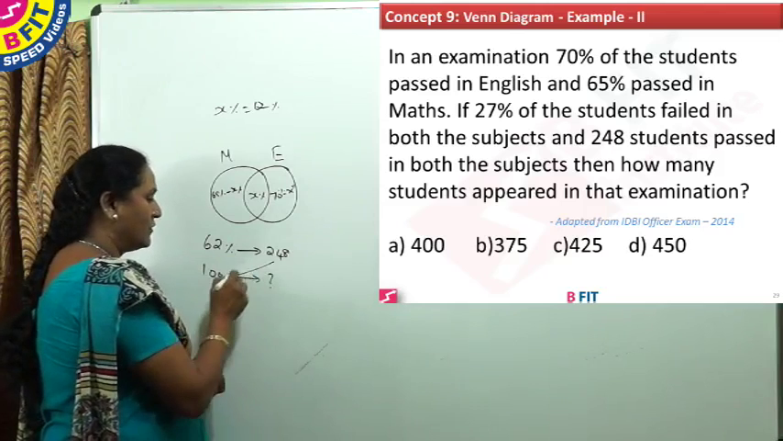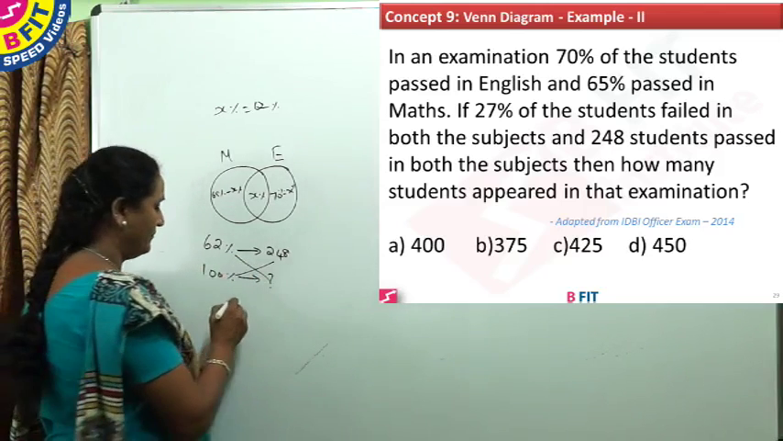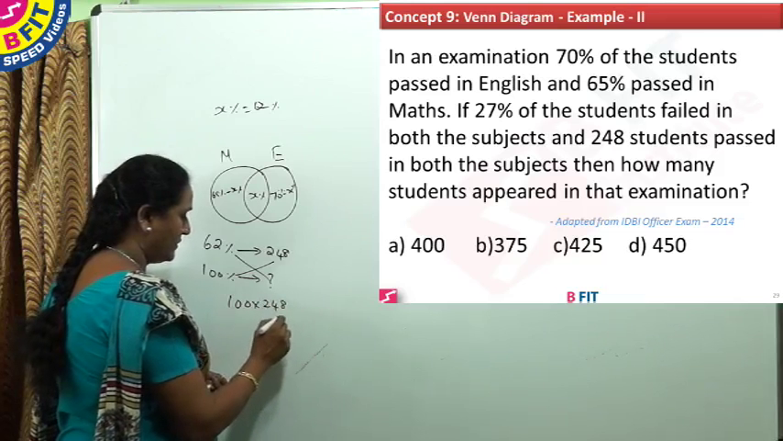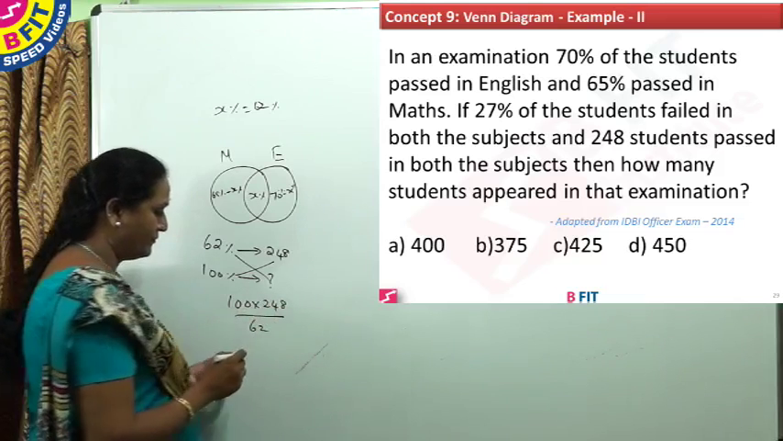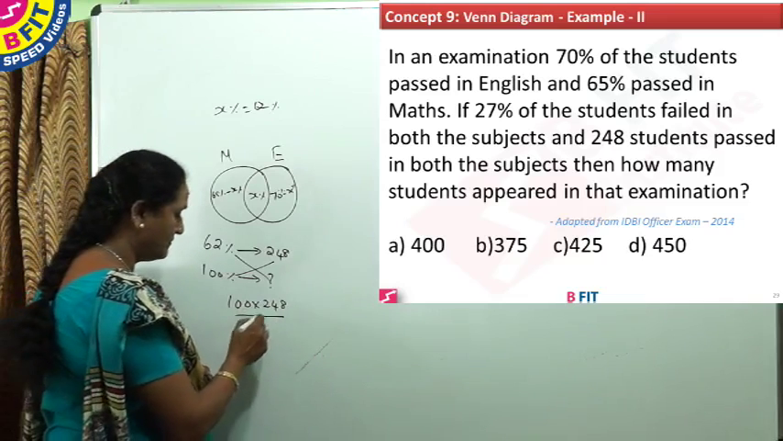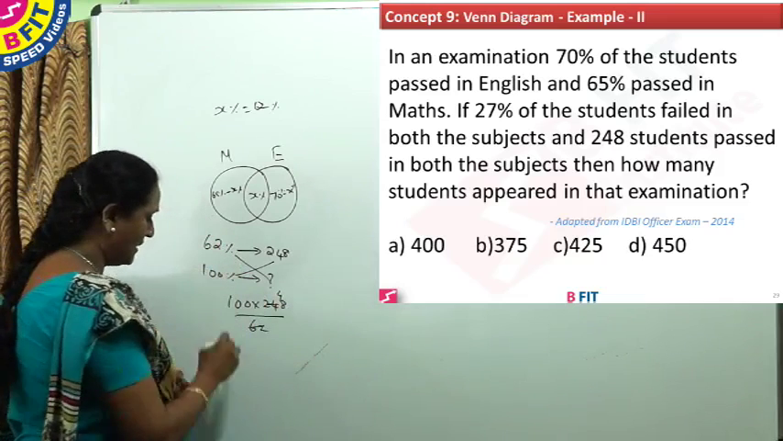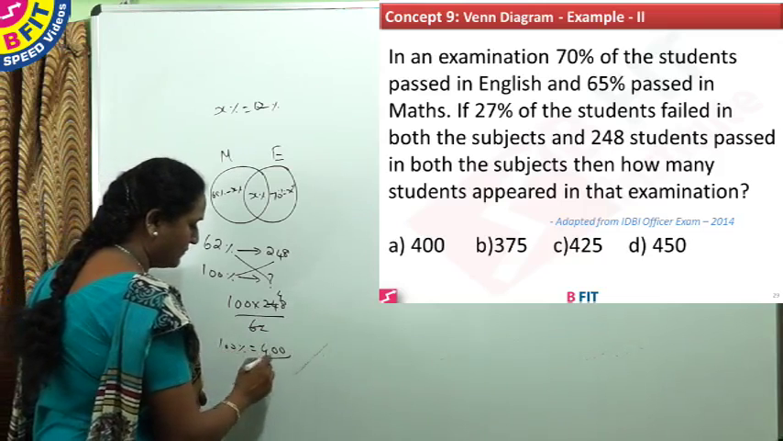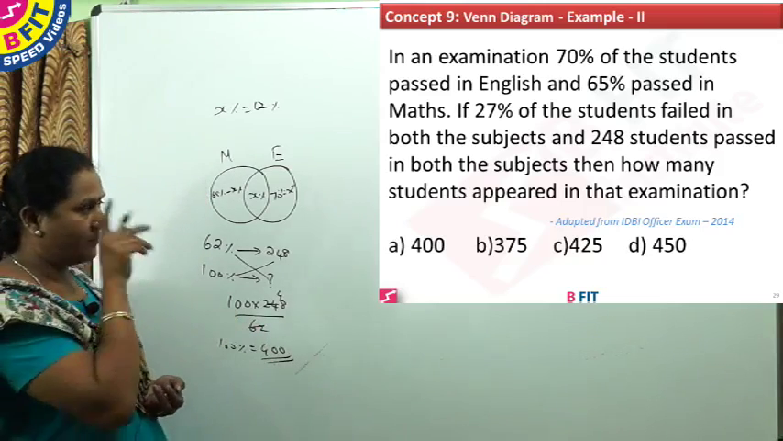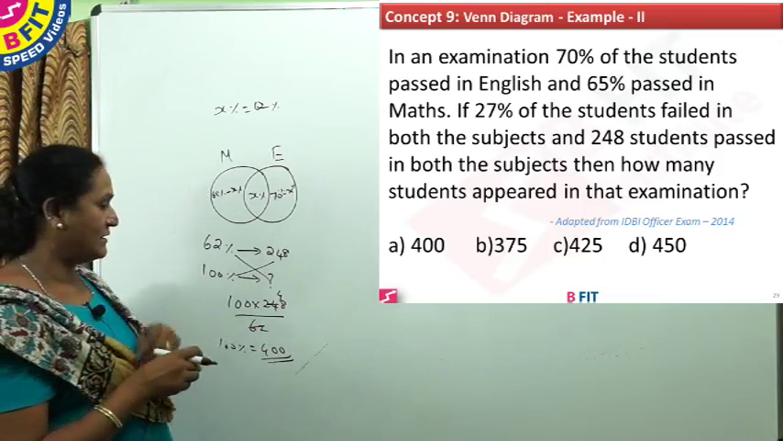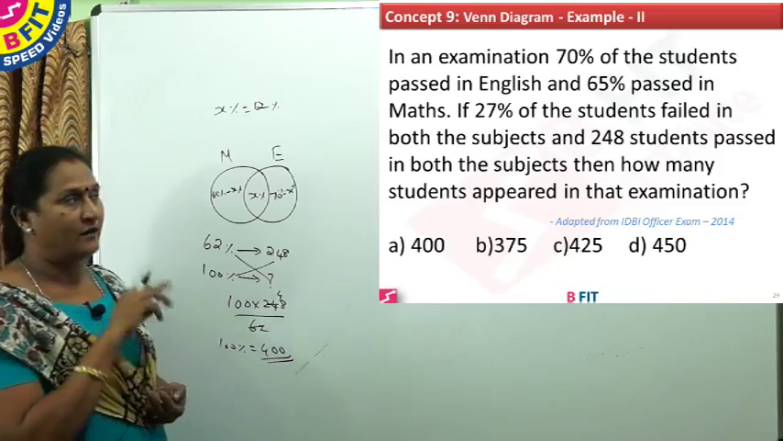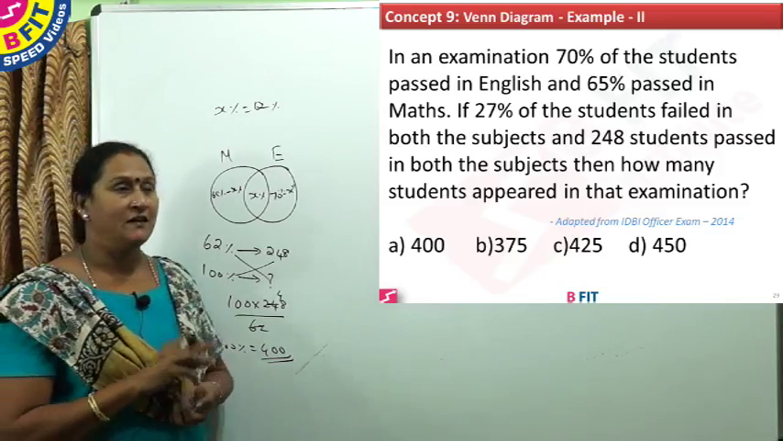For that, cross multiply and divide. So dividing by 62, 62 times 4. So 100%, or the total number of students, is 400. So the number of students who appeared in that examination is 400, and it is option A, 400. So we'll see the next concept.